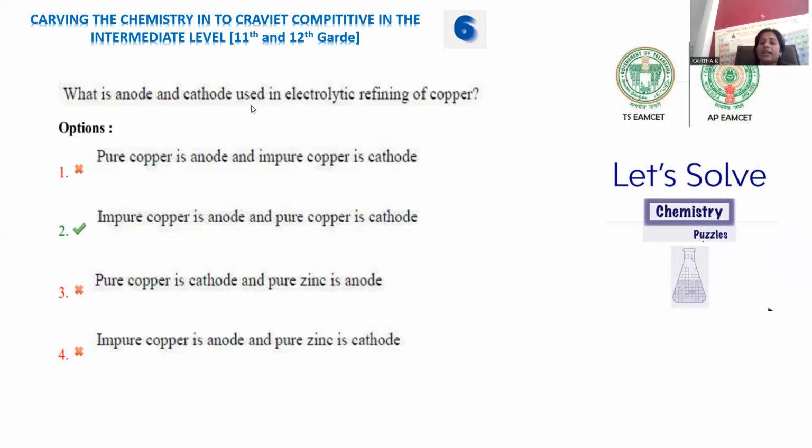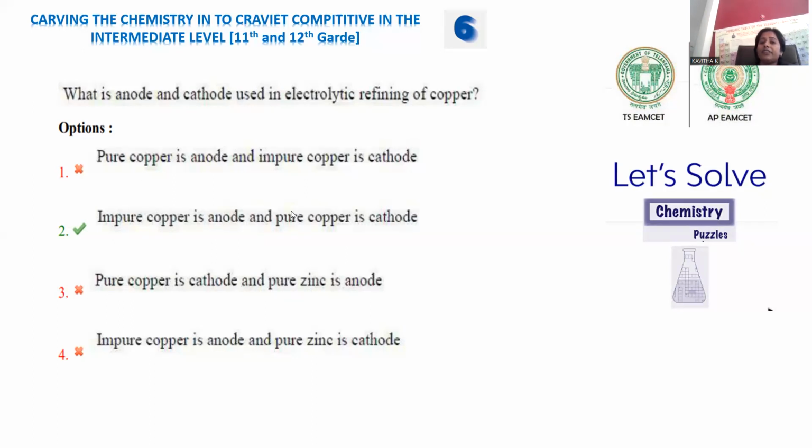What are the anode and cathode used in the electrolytic refining of copper? Electrolytic refining, we just saw for aluminium, and the same we also apply for copper. Electrolytic refining means crude copper metal will be taken in a container. Two electrodes will be inserted, one pure electrode, one impure electrode, so that current will be passed over the two electrodes. So a pure form of metal will be collected on one particular electrode. This entire process is said to be electrolytic refining.